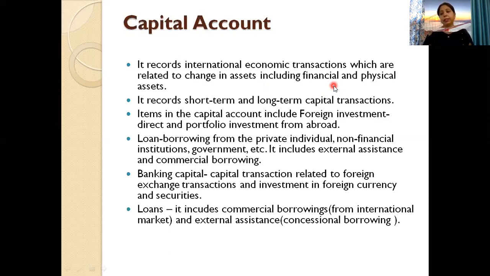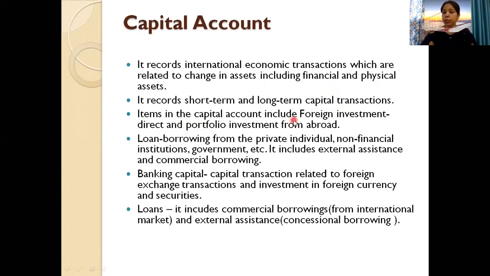So what type of assets are included? Whether physical assets or financial assets. Physical assets like machines, right? And technology, new machines of technology. And financial assets, for example, a person who is abroad and invested in our country in share markets. That is financial investment, right? It records short-term and long-term capital transactions.